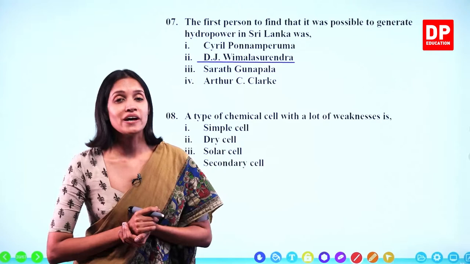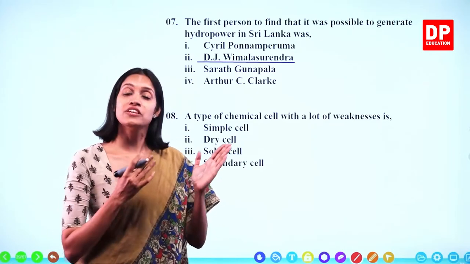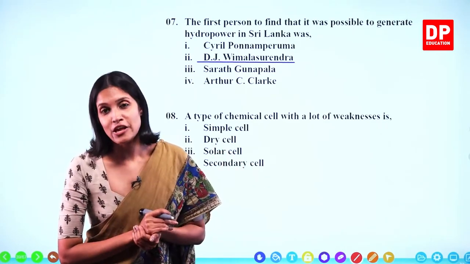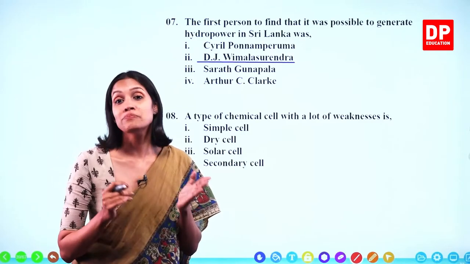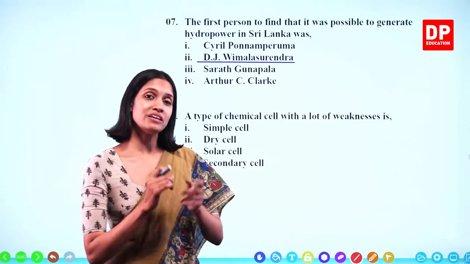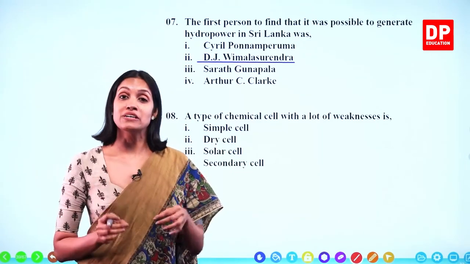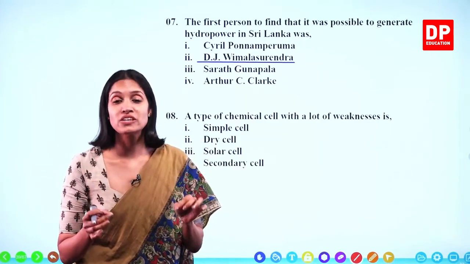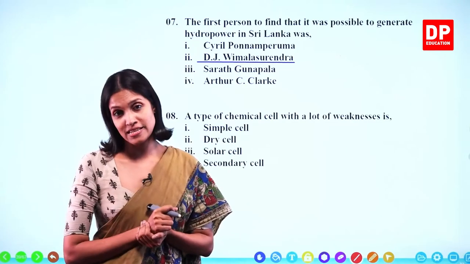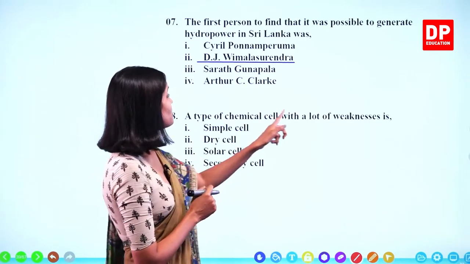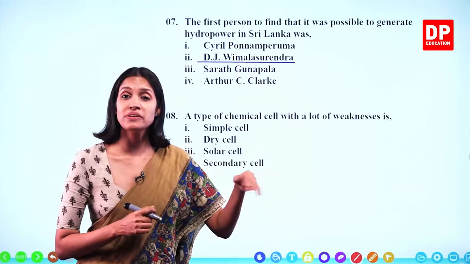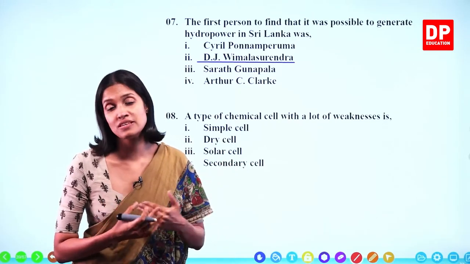And at the same time, as an example for these chemical cells, we learned about simple cell. Do you remember we made a simple cell in the lab? So a simple cell is made by immersing a copper sheet and a zinc sheet in dilute sulfuric acid. Right. So the weaknesses. Now, do you remember there were so many weaknesses of this simple cell?